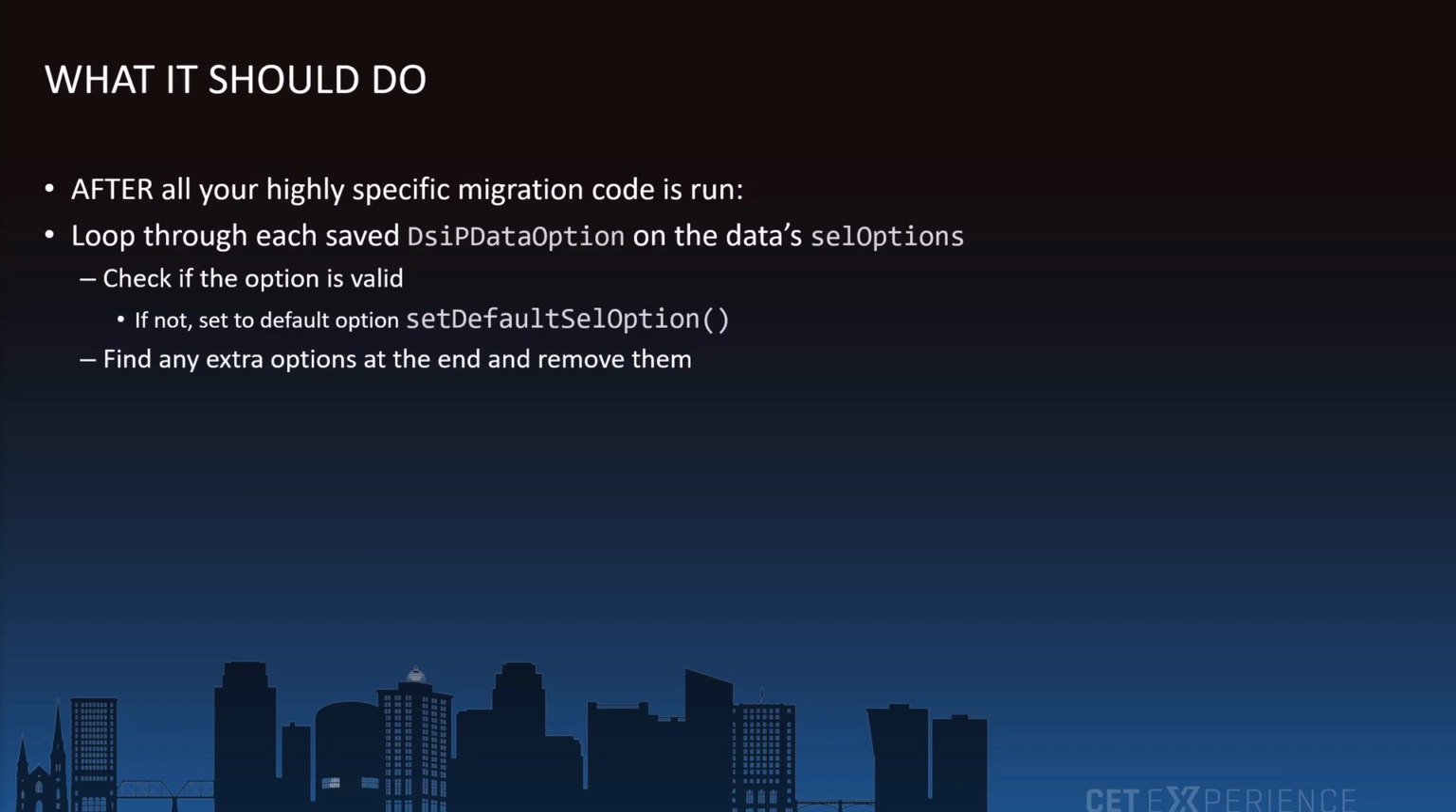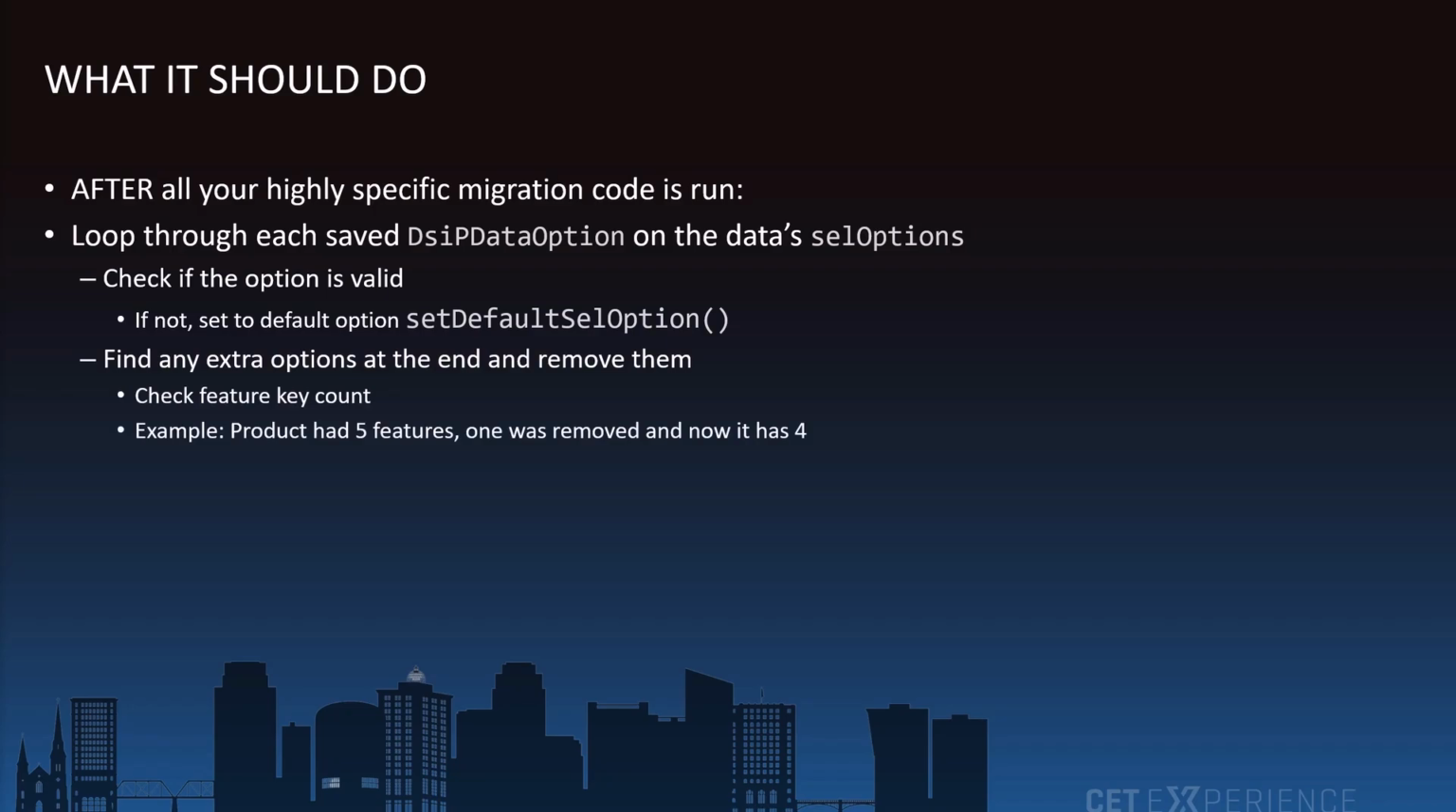You should find any extra options at the end of the option list and remove them. Like an example, a product has 5 features, or it had 5, and now one has been removed, and now it's down to 4 features. You're going to have an extra option on the end of your option list that you don't need, and so you should remove that. I usually do this by checking against the feature key count.